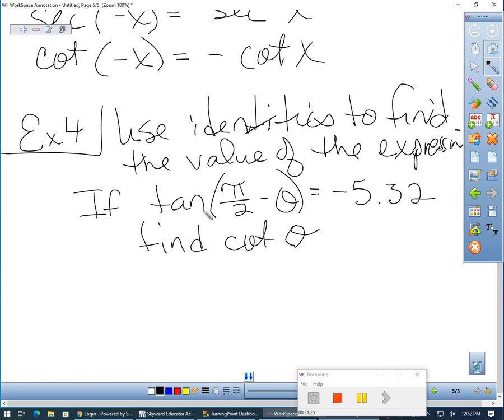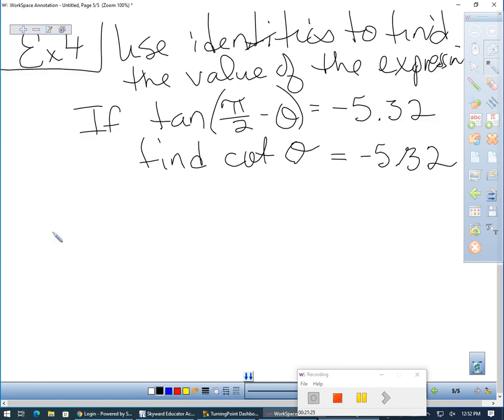Yep. So technically, this whole piece equals cotangent. So what does my cotangent equal? Negative 5.32, exactly. All right. Okay, so let's just take that one step further.